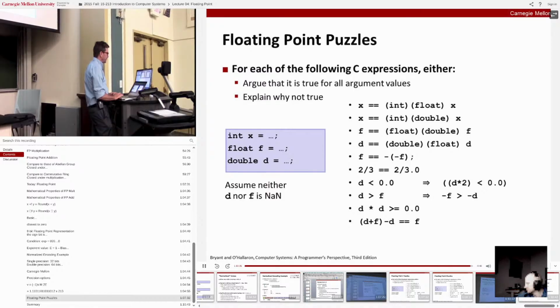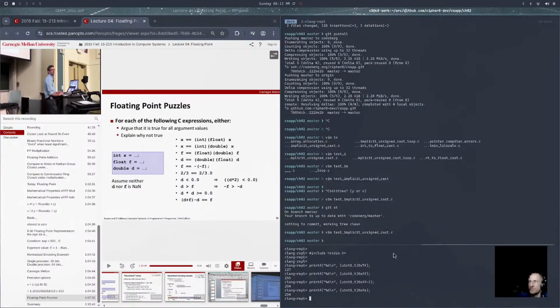How about, is d squared, the double d squared, always greater than or equal to 0? No. Because it could be a negative infinity. And negative infinity times negative infinity, I'm pretty sure it's negative infinity. I don't think they would go to positive, would they? Maybe they would. Let's check.